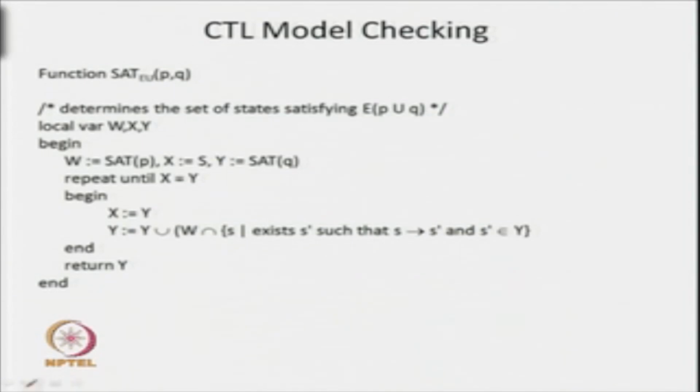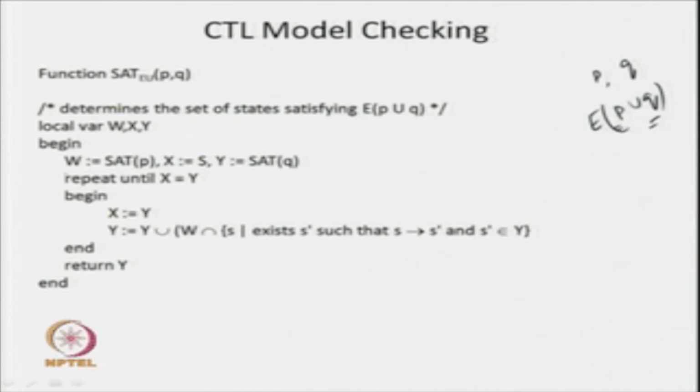Okay. Now, look into the procedure. We are going to get an elegant procedure for this E P until Q also. We are going to have a function satisfiability E until P and Q. We are going to take three variables W, X, Y. Now, we have sub formulas P and Q, because we are going to look for E P until Q. This is one sub formula, this is another sub formula.